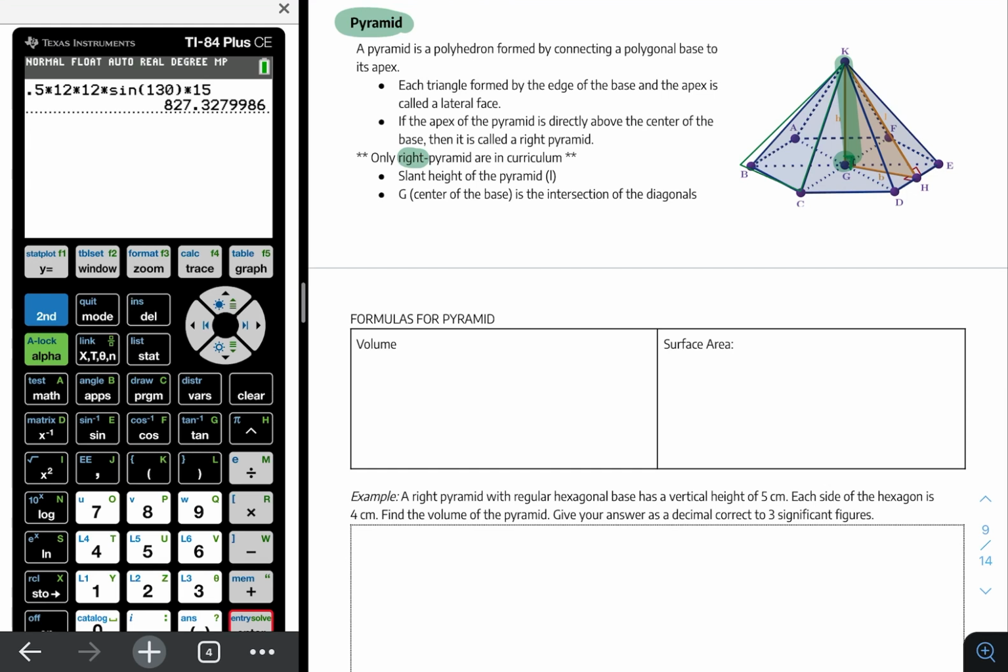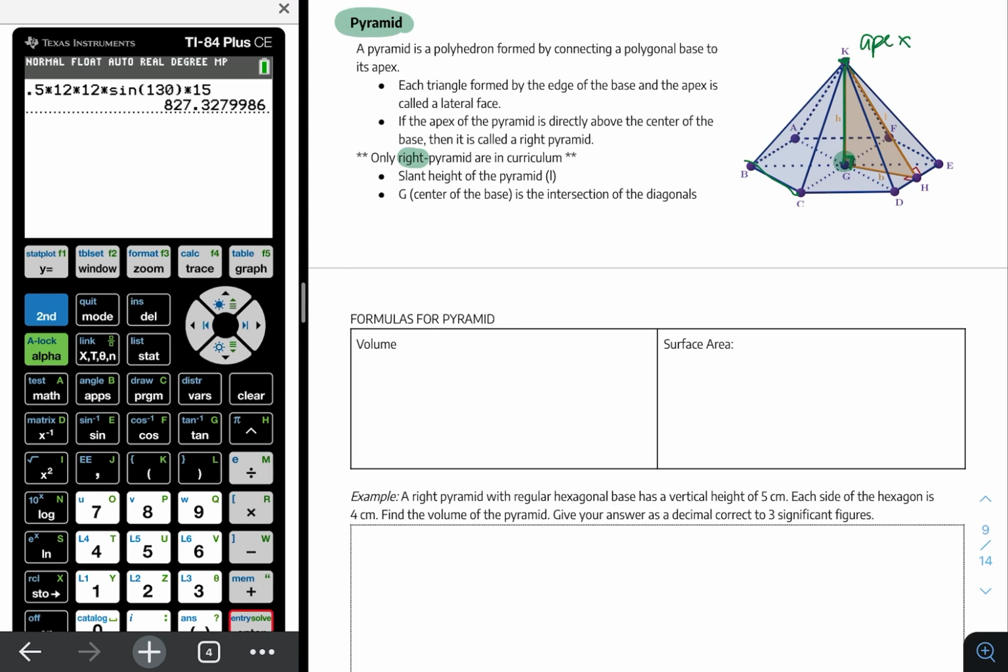And then what is happening is we are having other triangle faces that are connecting our base to the top, which is called the apex. There's a few different measurements in here that are important. The first one being the height. So the height, or the vertical height, is going to be this distance from our apex to the center of our base. Often we use the letter H for this.